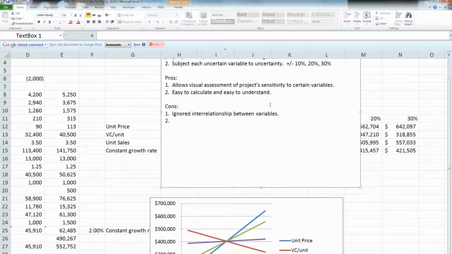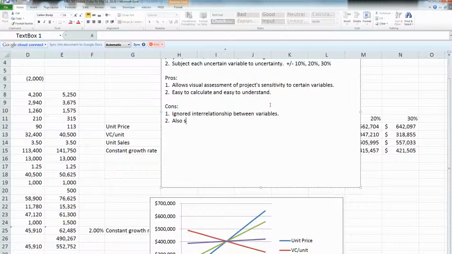I only change one variable at a time. Because you notice when I changed unit price, that was the only thing I changed. Did it by the plus or minus 10, 20, and 30%. When I was ready to start variable cost, I set unit price back to the original $3.50, and I only changed variable cost per unit.